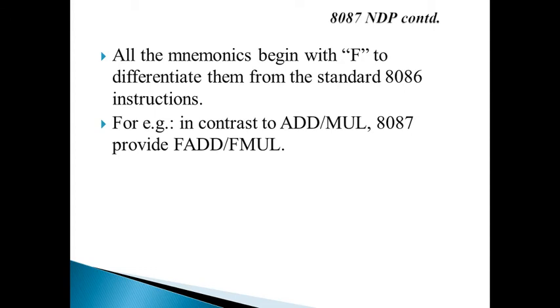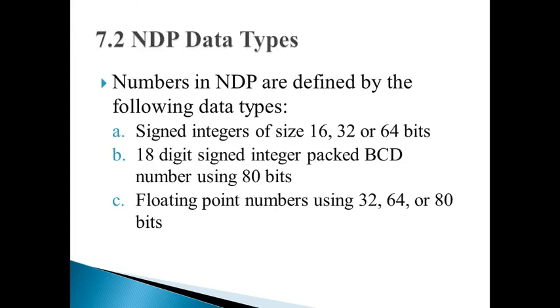Let us see the data types of 8087. Numbers in NDP are identified by the following data types. First is signed integers of size 16, 32 and 64. Then 18 digit signed integer packed BCD numbers using 80 bits. And the third main type is floating point numbers using 32, 64 and 80 bits.